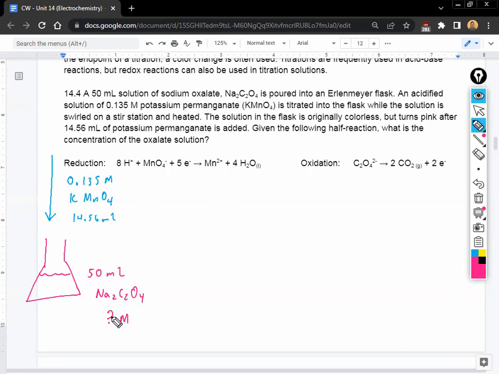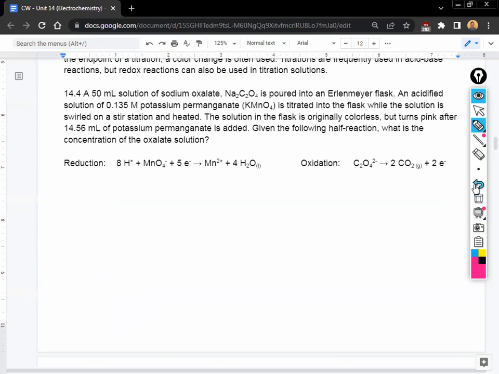So in order to calculate the molarity of sodium oxalate, you need to combine the half reactions to write the full reaction. So we're going in reverse now. In the previous examples, we were splitting up the reaction into the half reactions. Now we're taking the half reactions and turning them into a regular reaction. Does that make sense? Okay, so let's try that. I'm going to get rid of the picture just so we have a little more space.